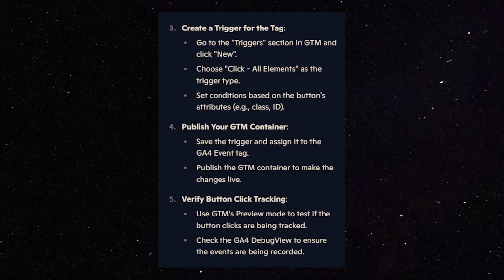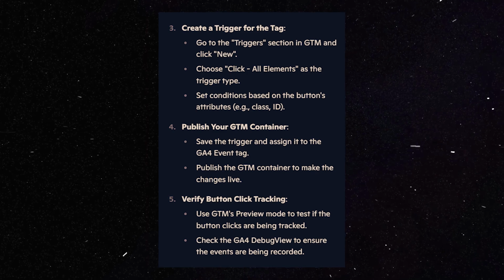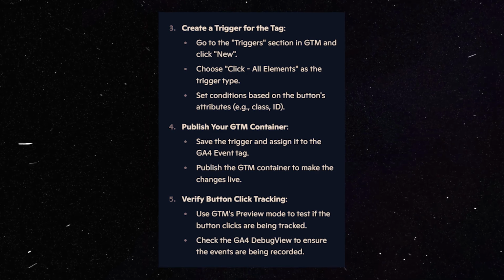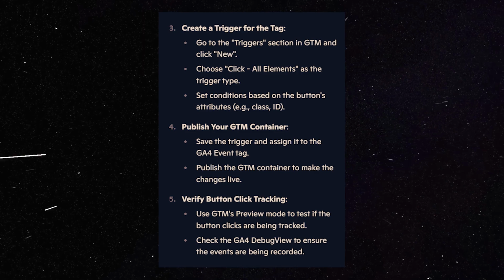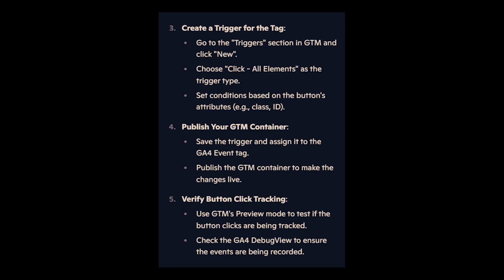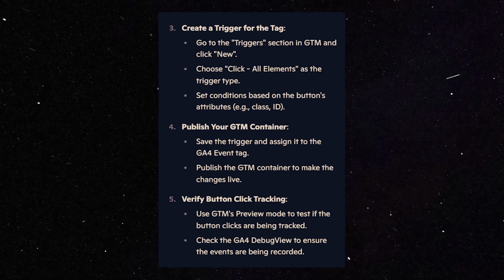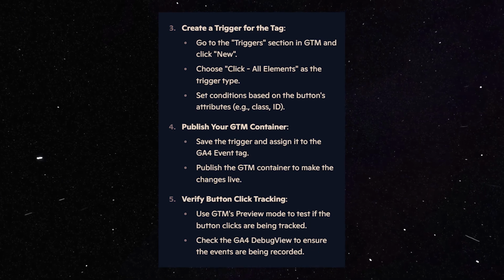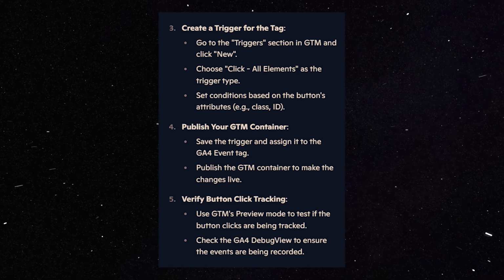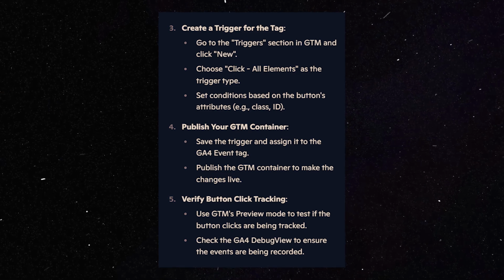Create a trigger for the tag. Go to the triggers section in GTM and click New. Choose Click All Elements as the trigger type. Set conditions based on the button's attributes. Save the trigger and assign it to the GA4 event tag.